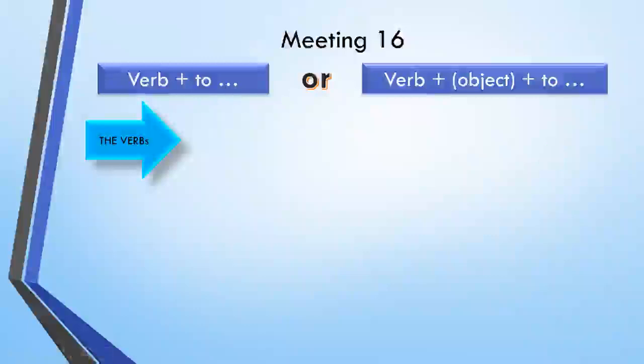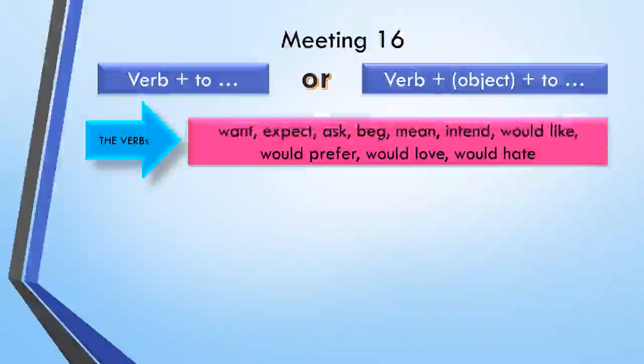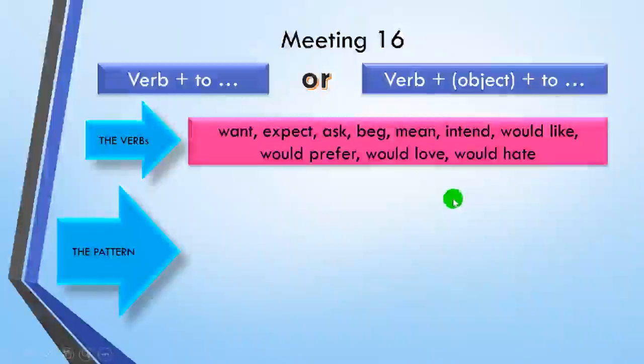What are the verbs that we can use for this kind of pattern? There are: want, expect, ask, beg, mean, intend, would like, would love, would hate. Those are the verbs that we may use with either verb plus to or verb plus object plus to. The pattern.